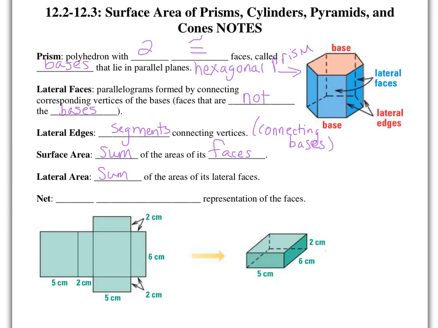A net, you've probably seen a net before, but it's a 2-dimensional representation of the faces. So in this first one, this is the net, and this is our 3D shape. This is in 3D, and this one on the left is in 2D. So the one on the left is the net of that prism. Sometimes you might see a picture written that way, but you just have to realize that that's the net where it's opened all up.